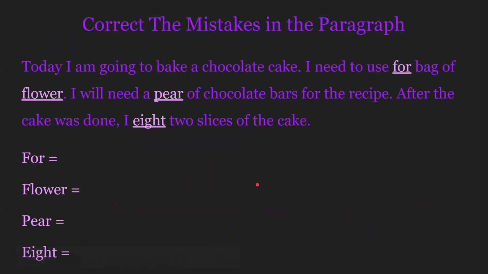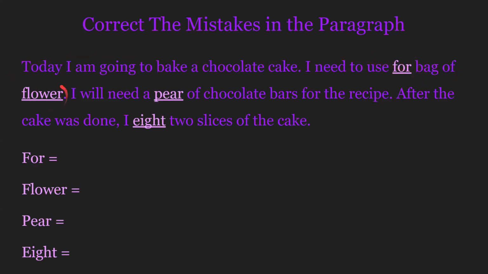Okay, and we're going to do this also. We're going to correct the mistakes in the paragraph. They use the incorrect homophones. So, today I am going to bake a chocolate cake. Okay, good to know. I need to use 4 bags of flour. I need to use 4 bags of flour? That sounds like a number. This is not a number. So we should be looking for the number 4, which is spelled F-O-U-R. This is a different type of for that you use in sentence structures.